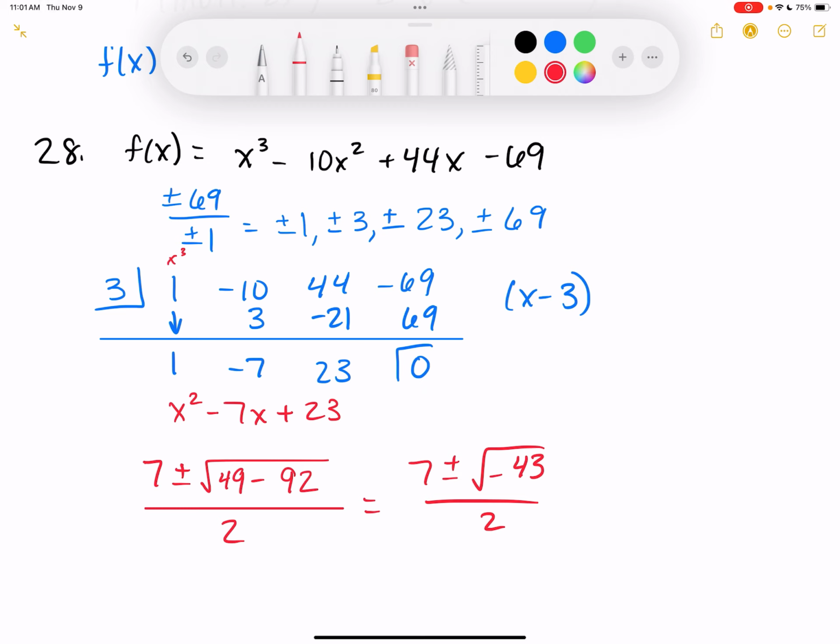So this negative in here, I have to do what with it? Make it an i. So this is going to be 7 plus or minus i root 43 over 2. And obviously if there's anything we could take out of the inside, we would, but there's nothing I can take out.